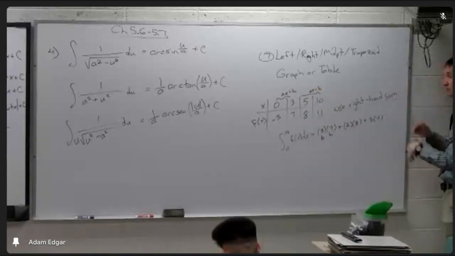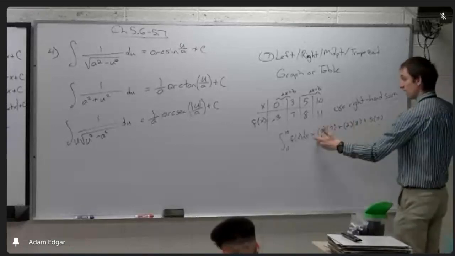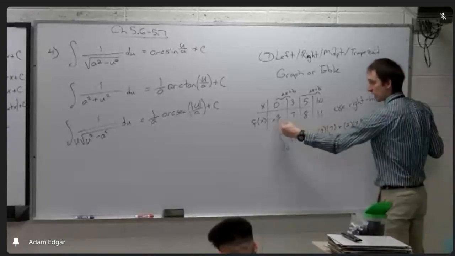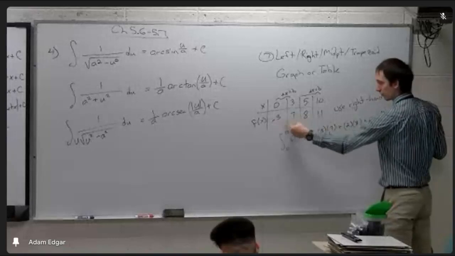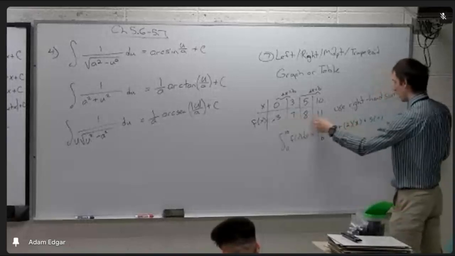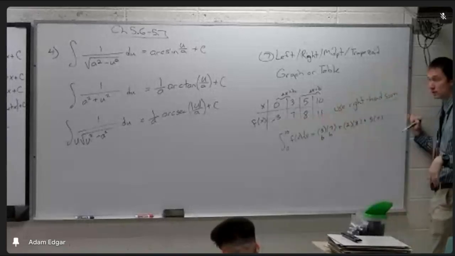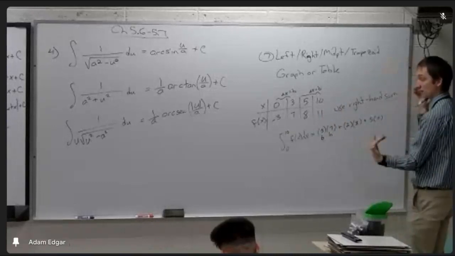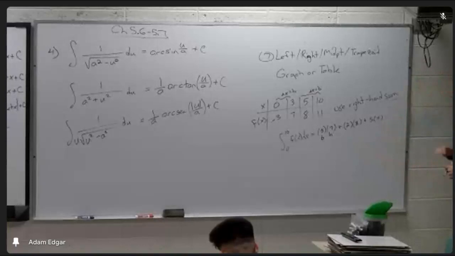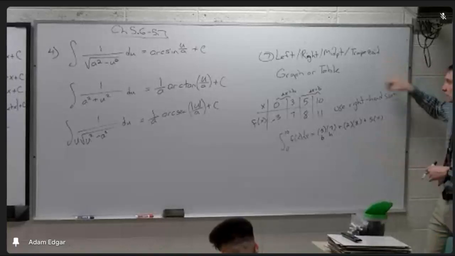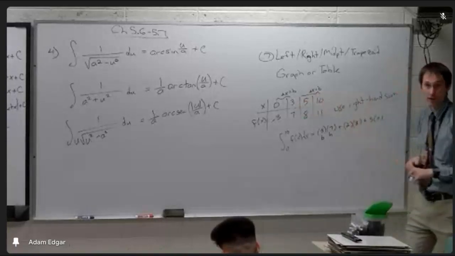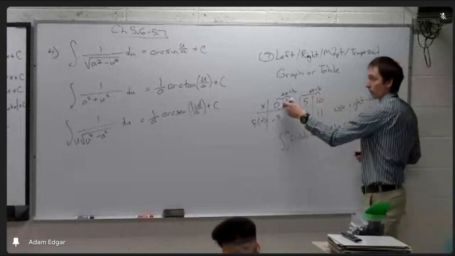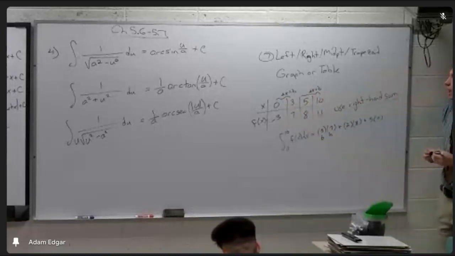And if you did the left-hand sum, same bases, but you're using the left edge of each interval for the height, so negative 3, 7, 8, and you don't use the 11. And if you wanted the trapezoid, you would take the right and the left and average. With this sort of thing, you cannot do midpoint because you don't have information. You don't know what f of 1.5 is. So that's Riemann sum, and that's all the integration techniques in a nutshell.